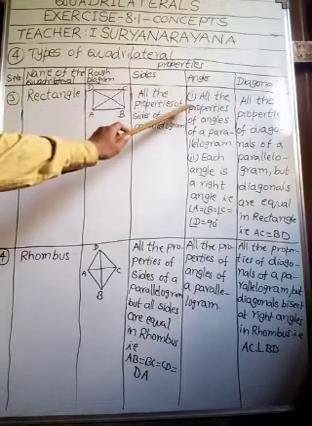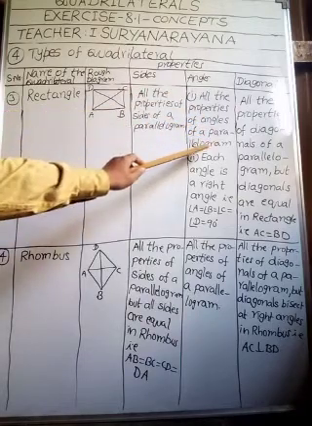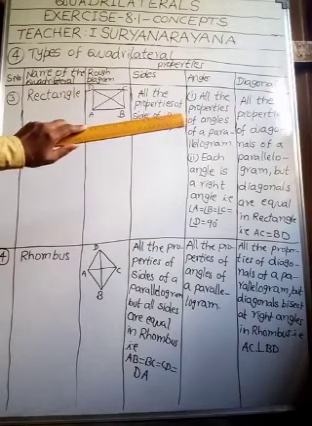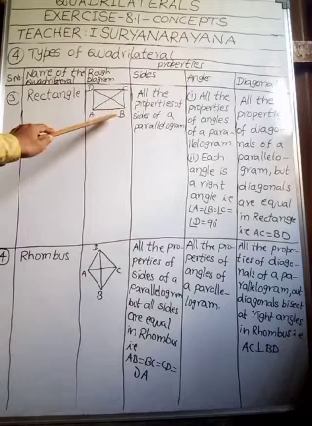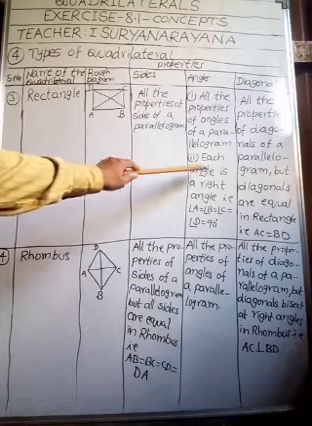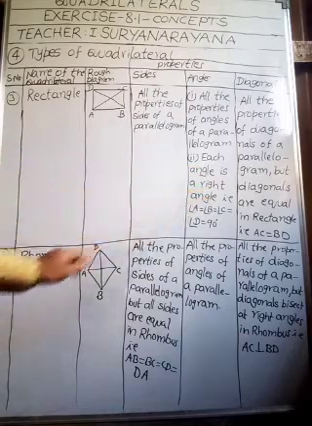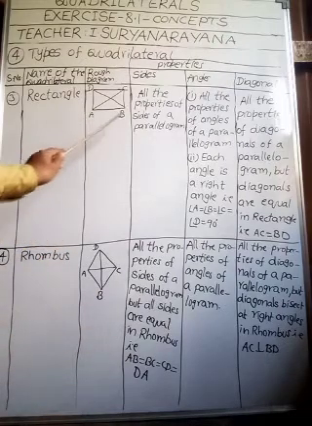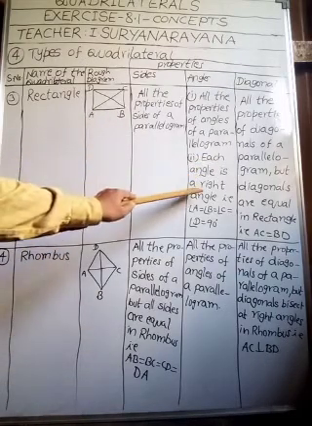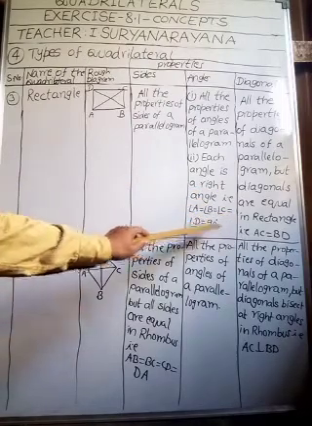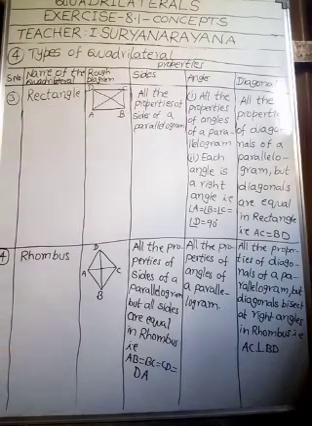Now come to the angles. All the properties of angles of a parallelogram are the same for a rectangle. But each angle is a right angle. In the parallelogram, each angle is not a right angle, but in this rectangle, each angle is a right angle. That is, angle A is equal to angle B is equal to angle C is equal to angle D is equal to 90 degrees. Each angle is a right angle. Okay, my children, understood?